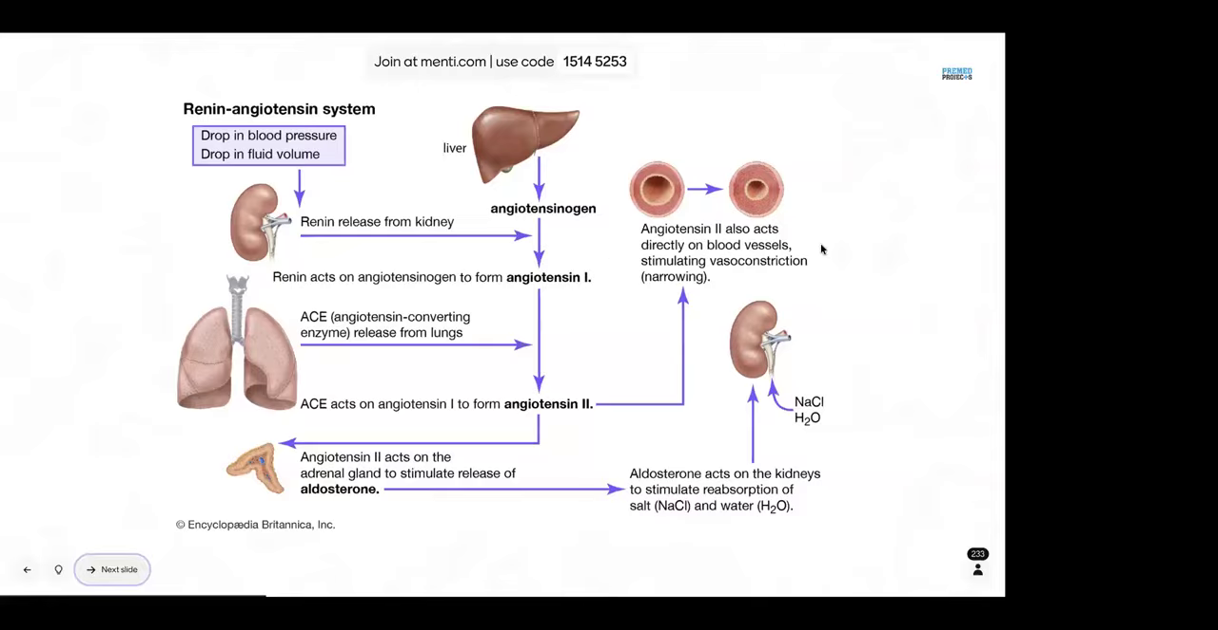Tyler is asking, does this system link with ADH? Yes, it does. ADH, antidiuretic hormone, is similar, but that's actually produced by your brain. Angiotensin 1 has no purpose by itself, but it gets converted to angiotensin 2. So it's like the inactive form, and then it needs to be activated. Does that make sense?